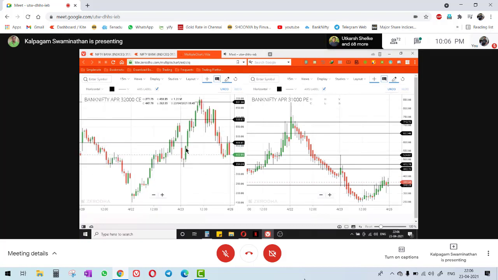Third candle high was, God knows what the heck it is, because my cursor is not working. Okay, no issue. You place an SLM order on the high of the third candle. That means you just buy.